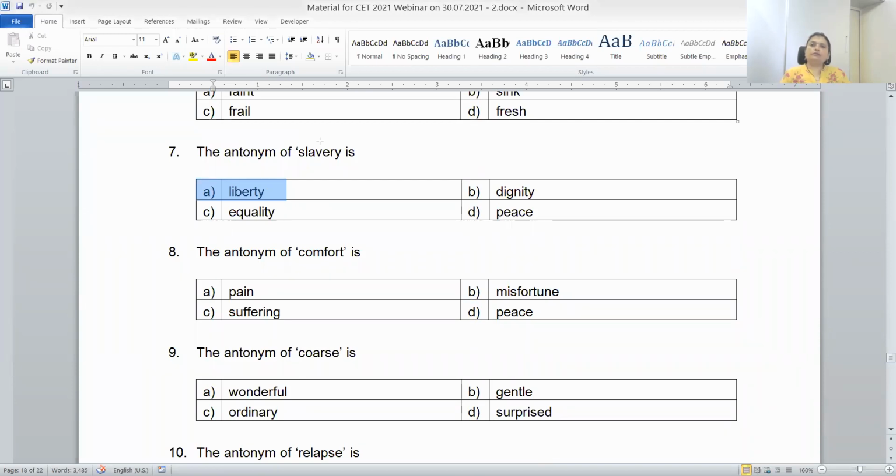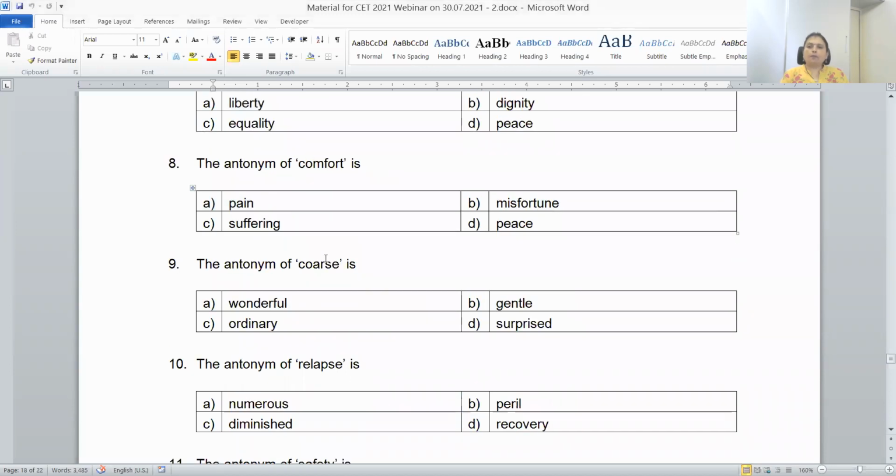8th one, children, the antonym of comfort. What is the antonym of comfort? Children, it is option A, pain. Pain. Pain is the antonym. Children, 9th one, the antonym of coarse. Very rough or not very soft or smooth to touch. So children, yes, option B, gentle. Gentle is your correct option.